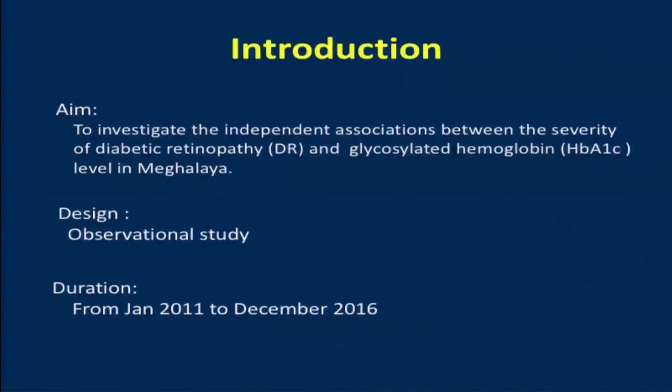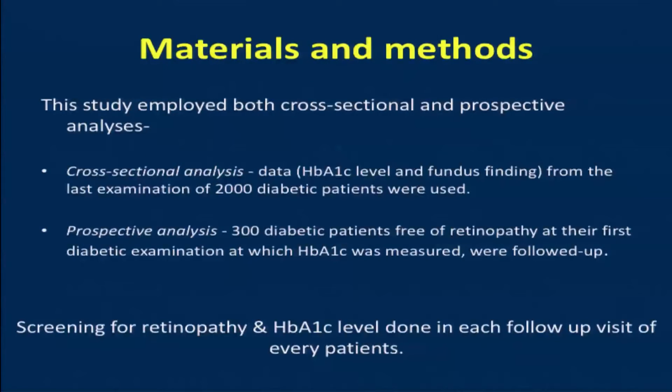The association between the glycosylated hemoglobin and severity of diabetic retinopathy was done in previous studies along with duration of diabetes, systemic association like hyperlipidemia, hypertension, socioeconomic status, etc. But the independent association between these two has not been explored much in population-based studies. That's why this PREDENCE study was undertaken.